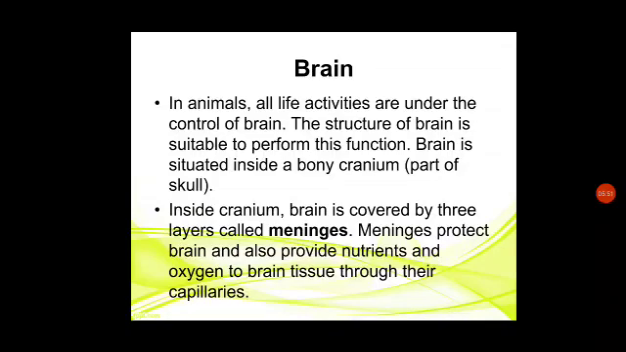Meninges protect the brain and also provide nutrients and oxygen to brain tissue through their capillaries. So you can say these meninges, or the layers of the brain, provide the nutrients and the oxygen to the brain.